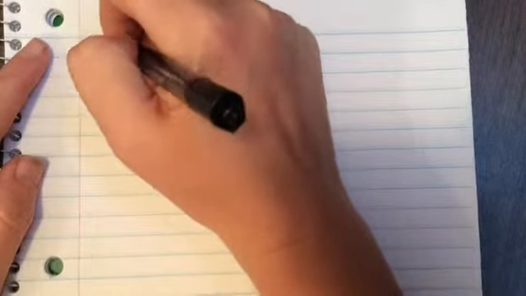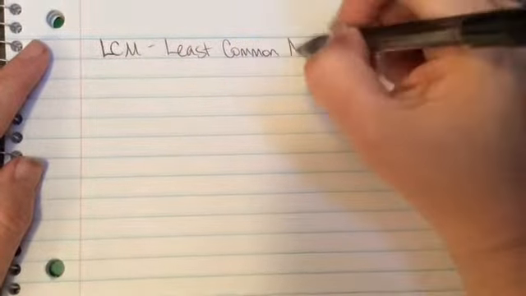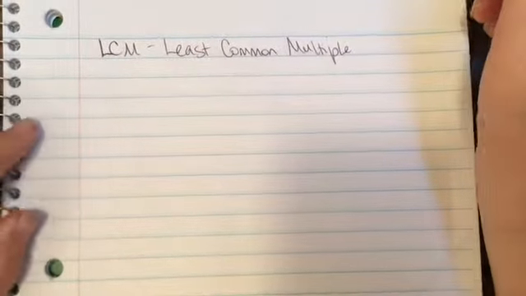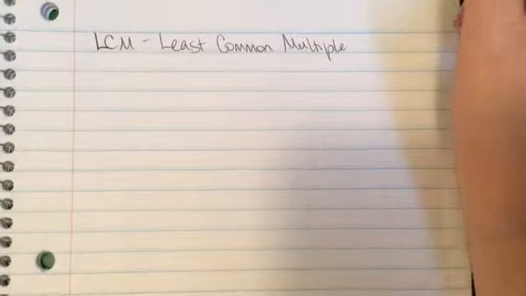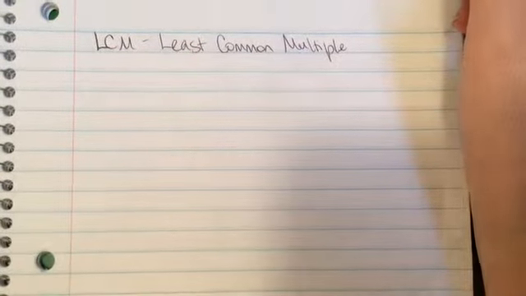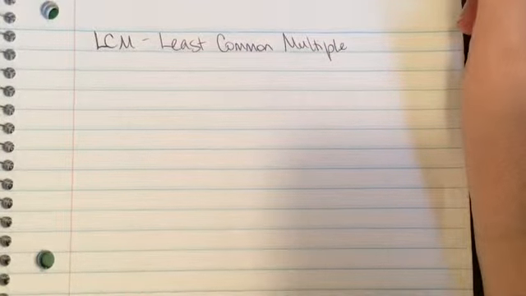All right, this video is on LCM, which is least common multiple. You need at least two numbers to do a least common multiple because it's always comparing what's happening between two numbers. You can have more than two, but you at least need two numbers.